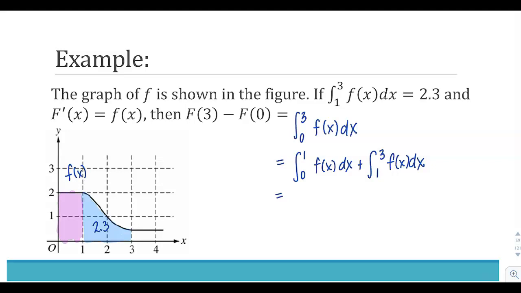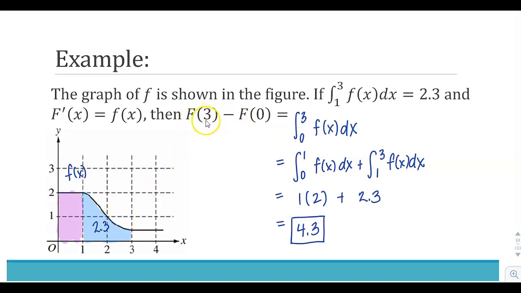The integral from 0 to 1 is a base of 1 and a height of 2 for the rectangle, plus 2.3, which was given, for a total of 4.3. So again, another application of the fundamental theorem of calculus.